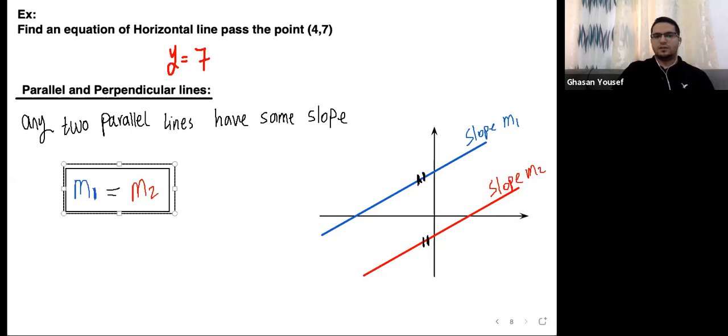Now, this is for the parallel lines. The important thing we have to know is that both of them have the same slope, m1 equals m2. I'm going to give an example to show you how we can find the slope and how we can solve a question like this by using the slope of the parallel line.